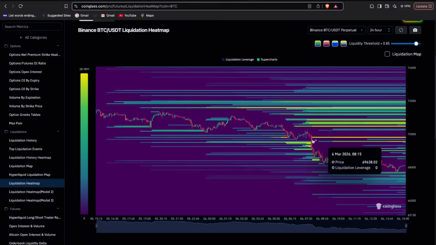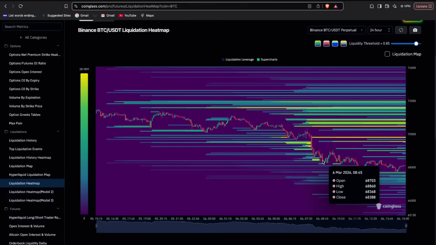And you can see where price went. It went to the highest levels of liquidity on the chart. So it was very easy to say, and this is what I said to Josh the other day, all the liquidity is down here at 70 and 69. I said, that's where it's going to go. And that's exactly where it went.